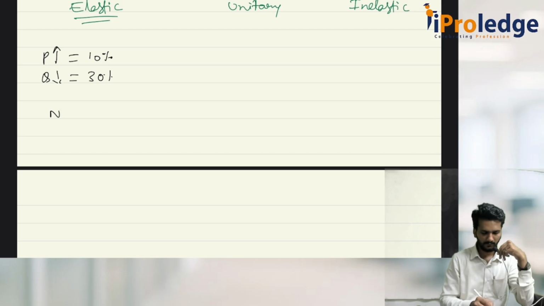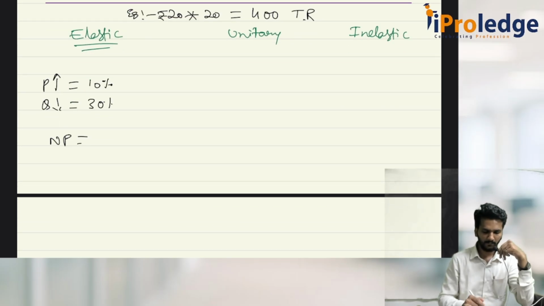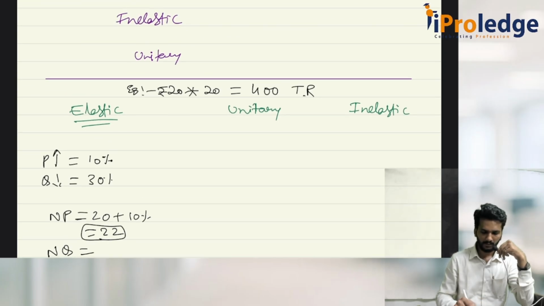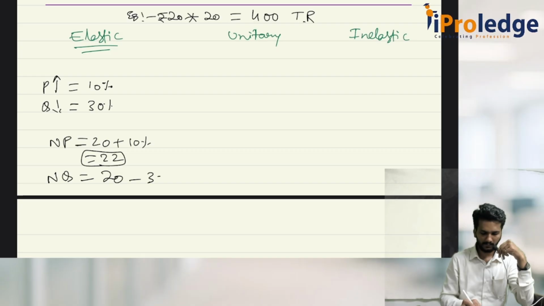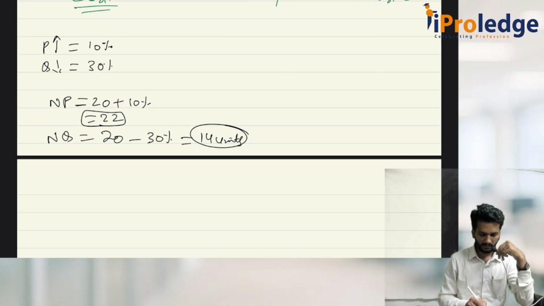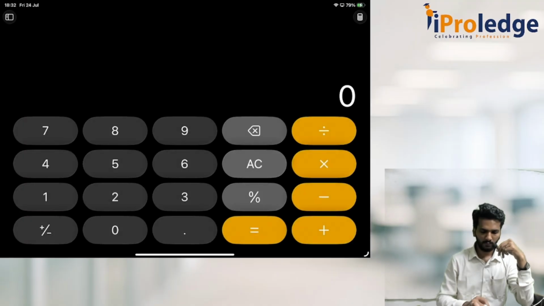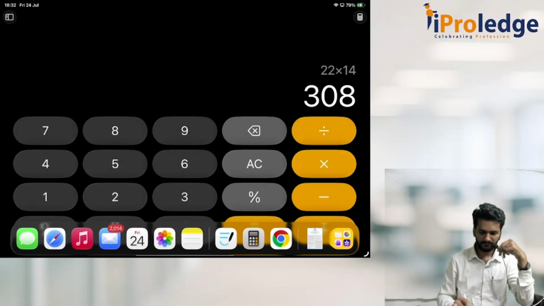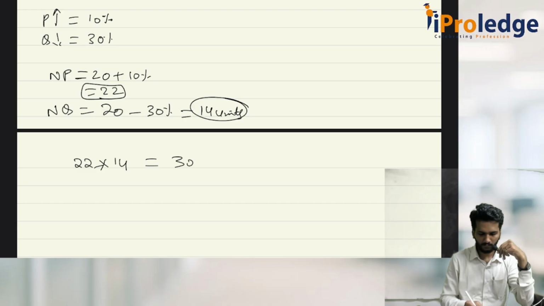So if this is happening, what is the new price? 20 rupees has become 22 rupees now. That is 20 plus 10% is equal to 22. What is the new quantity? Earlier 20 units are there, minus 30%. So 6 units are gone, that is 14 units. If this was the case, you just try to find out 22 multiplied by 14 units is equal to how much? Can you do it? 308. 22 into 14. It has just come down to 308.